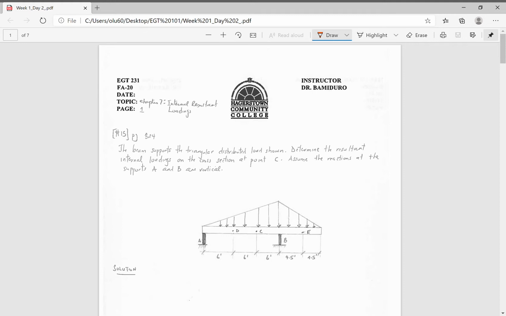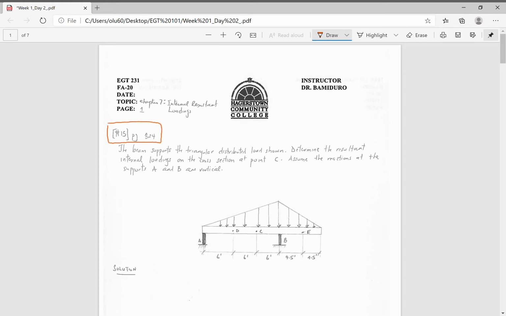So this is the second day of this week that we're going to discuss more about Chapter 7, in particular, internal resultant loadings. I just want to go over probably two more examples from Section 1, and then we'll move into Section 2. Then we're going to move more into Section 3 and 4.